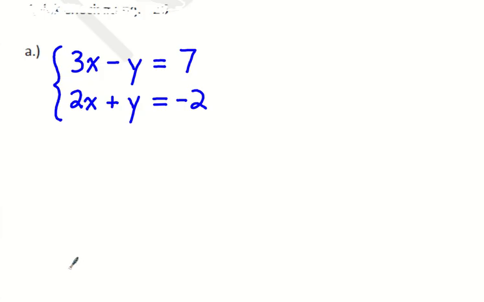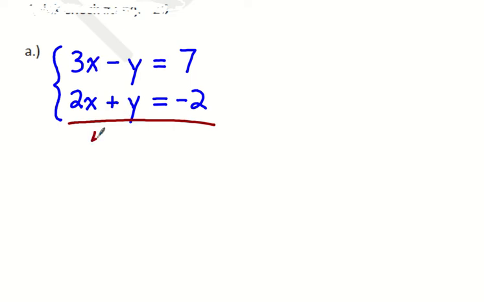Now, of course, it helps if there's already opposites. Feel free to pause the video and try this example on your own. 5, 4, 3, 2, 1. Here I go. I look at this system and I see that there are already opposites. Not with the x's, but with the y's. The y's are already perfect opposites. Negative y and positive y. So I'm going to go ahead and pull the trigger on adding the equations together.